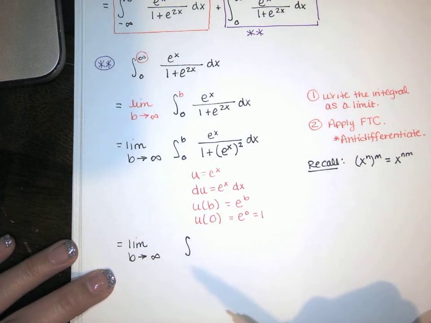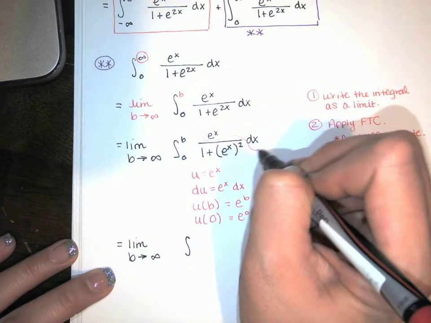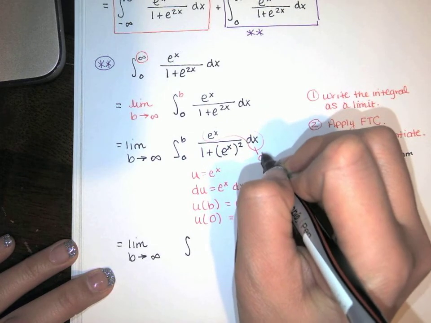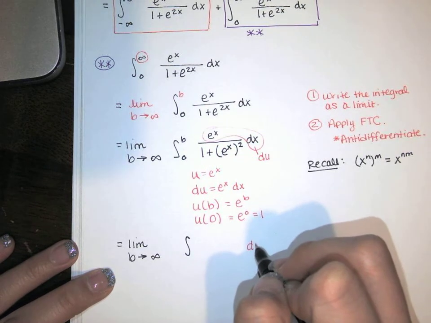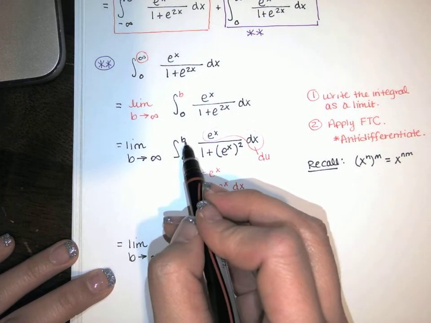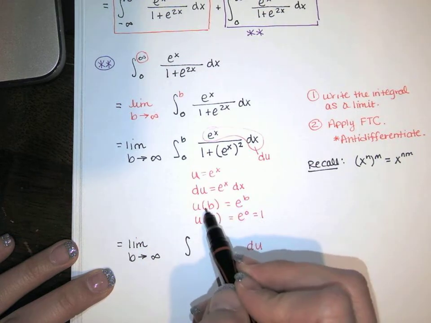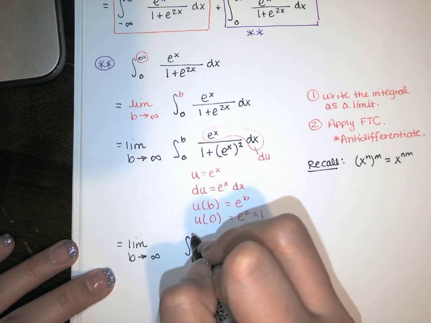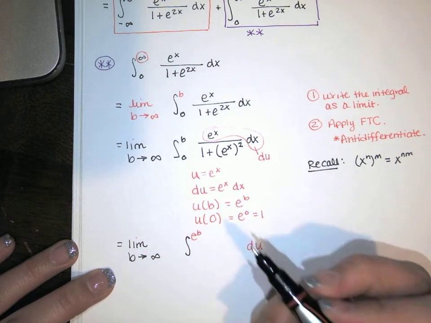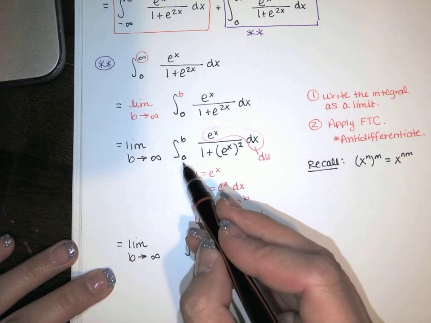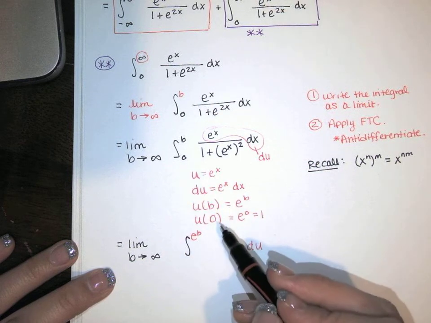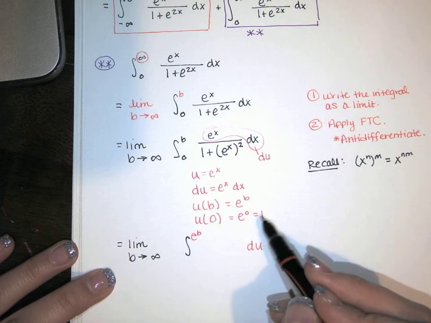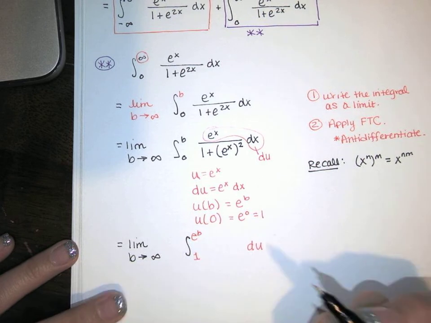Every single part here needs to be accounted for. The e to the x dx, that's my du. The upper limit, x equals b, gets replaced with the new upper limit, u equals e to the b. And then the lower limit, x equals 0, is replaced with the new lower limit, u equals e to the 0, which is 1.